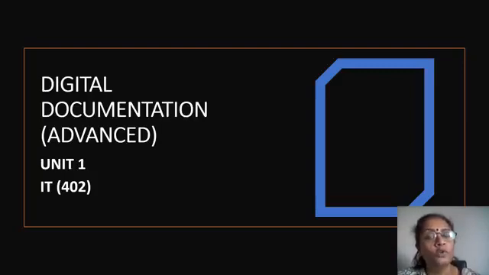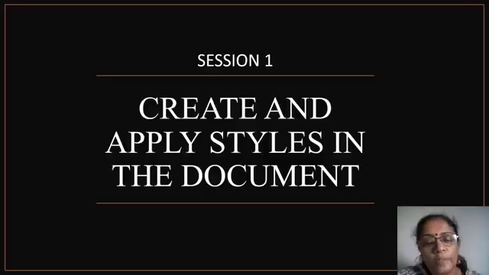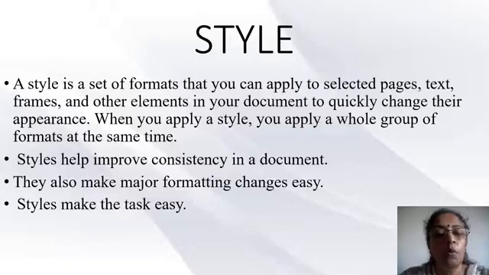So today we go on to a little bit more advanced Office Writer, that is creating styles in a document. So we start with creating and applying styles in a document. Let us first understand what is the meaning of a style. Now what are styles? A style is a set of formats that you can apply to selected text, page, frames or any other elements in your document to quickly change the appearance. So when you apply a style, you can apply it to the entire group of formats at the same time.